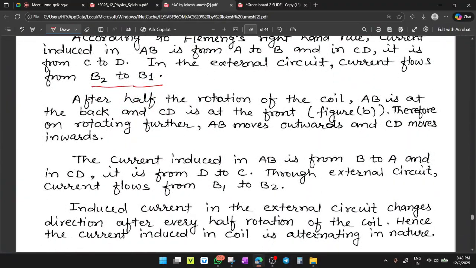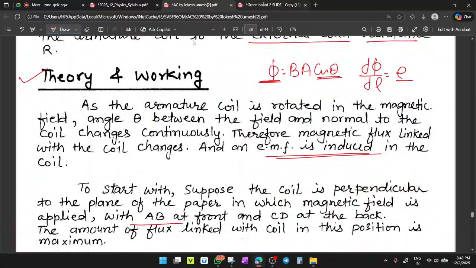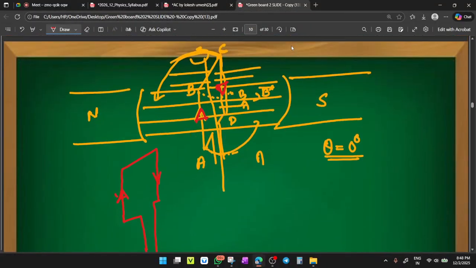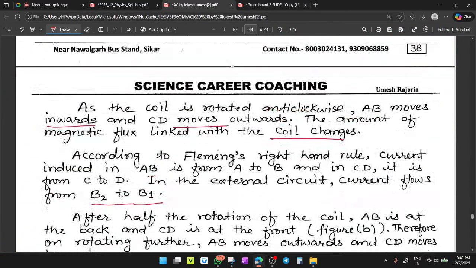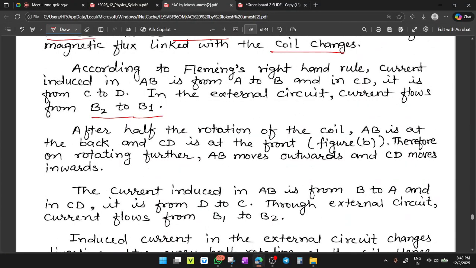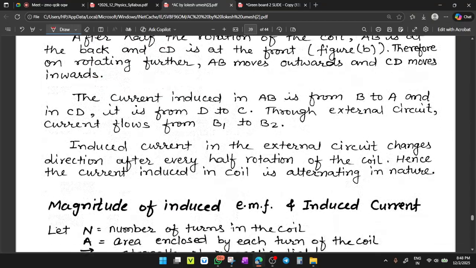After half rotation of the coil, AB is at the back. Once the coil completes the half rotation, this portion AB will come at the back and CD will come at the front. Therefore, on rotating further, AB will move outward and CD will move inward.